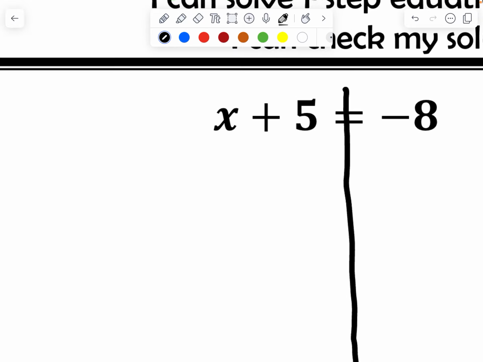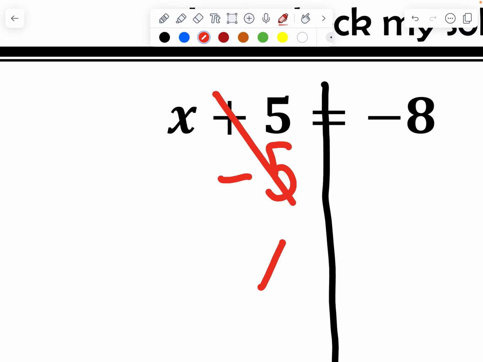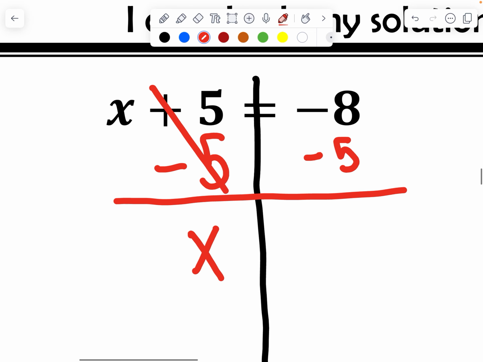So this x plus 5, if we want to get the x by itself, we need to do the inverse operation, which means we got to do the opposite. Since it is a plus 5, we will have to minus 5. That will make these cancel out, and the only thing remaining is our x. But again, we got to keep it balanced. So if we minus 5 on the left, we have to also minus 5 on the right.